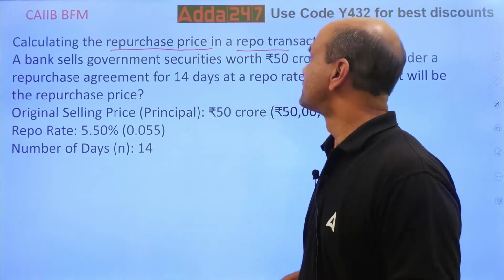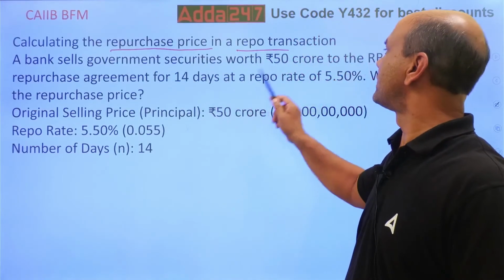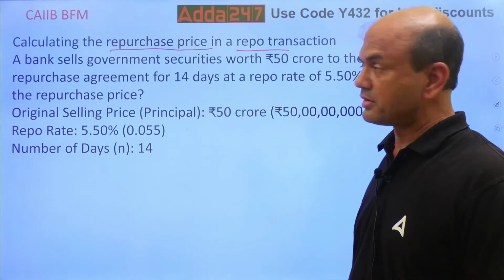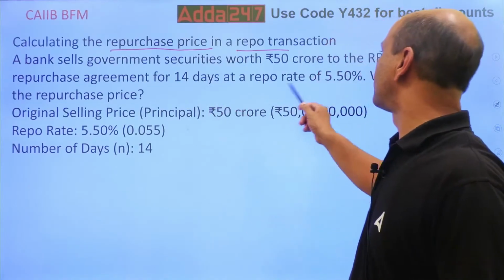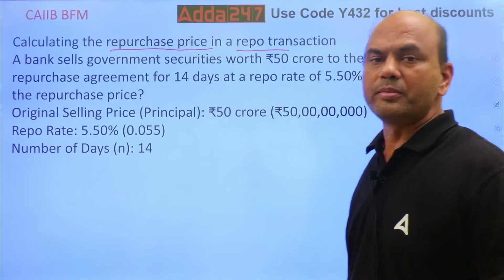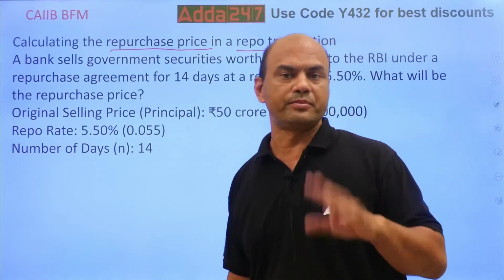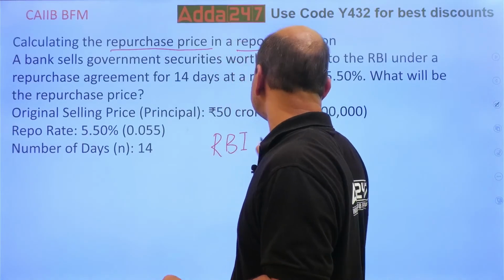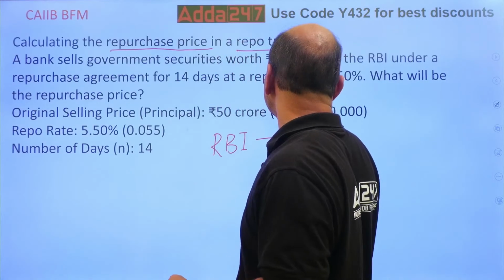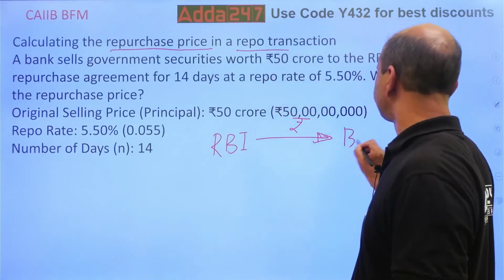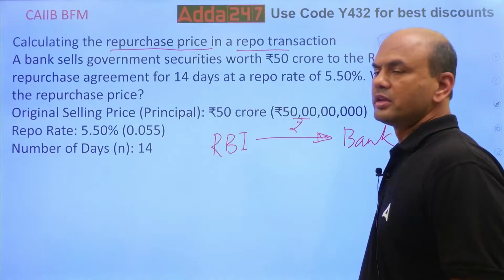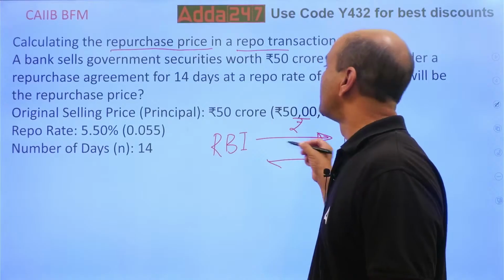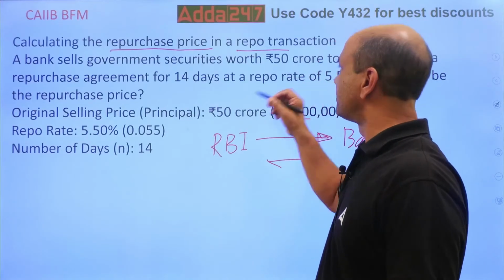Okay. So, a bank sells government securities worth rupees 50 crores to RBI under a repurchase agreement for 14 days at a repo rate of 5.5. So the bank is selling the government securities. What is repo? Repo means RBI gives money, rupees, to the bank. Now will RBI give it for free? No. What will the bank give? The government securities.